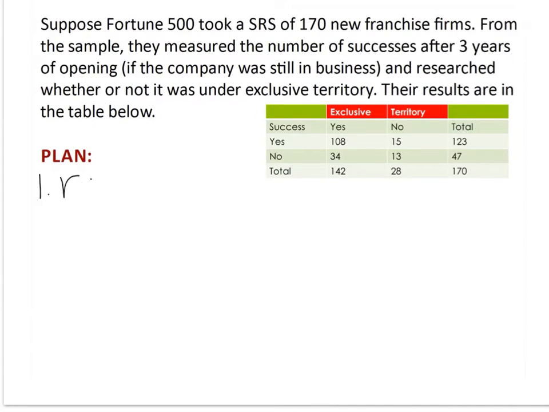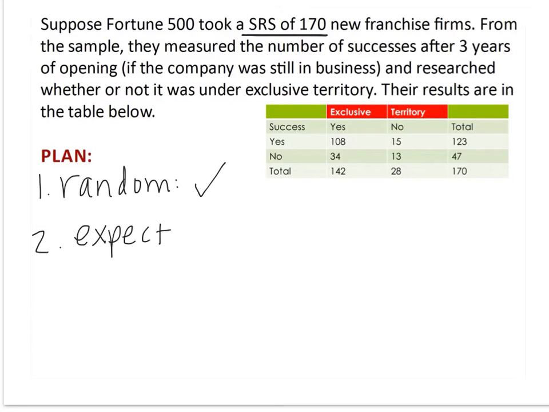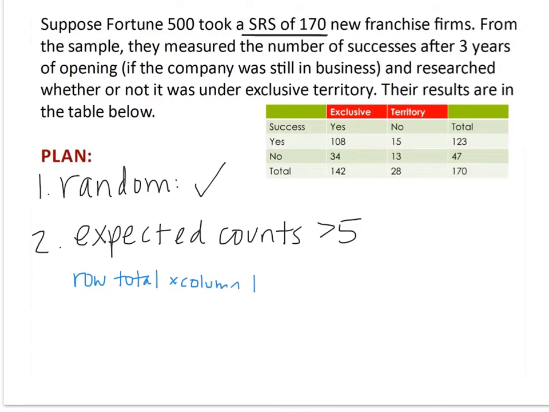The first step is random. Well, in the problem, it says that it took a simple random sample of 170 new firms, so random is check. The second thing I have to check are the expected counts greater than 5. Well, if you remember from class and from the last video, expected counts, we do the row total times the column total divided by the total, which we call n.